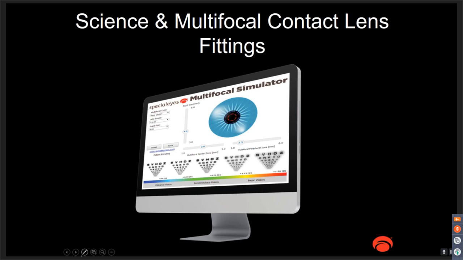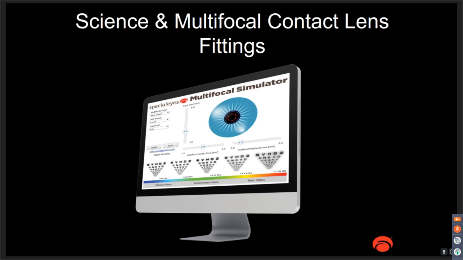Now, this is called the SpecialEyes Multifocal Simulator. What you can do with this is you put the patient's pupil size in, you put the add in, and you can simulate designing the multifocal lens, and it will give you an impression of what the patient will see. Now, this simulator is very impressive to patients. If you bring it up on your computer in your office as you're examining the patient, and you use it properly, it becomes not just a multifocal simulator, but a real multifocal stimulator in your practice, because it's a real wow factor.